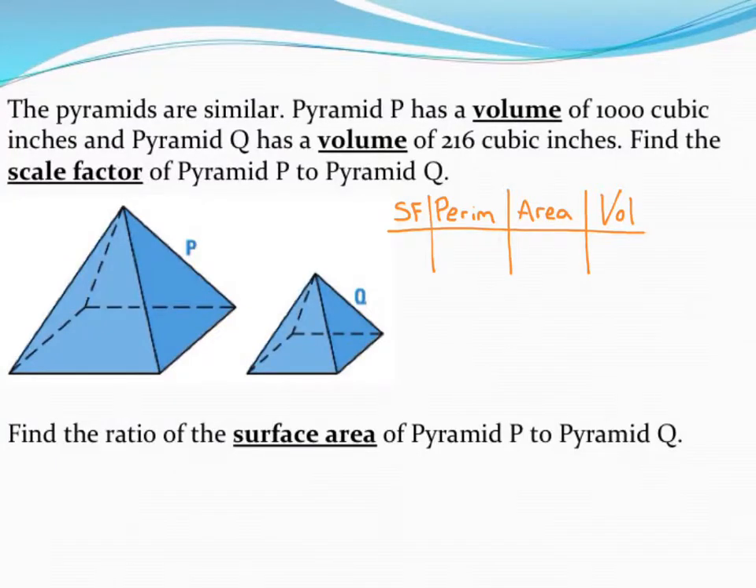In this example, we're given two similar pyramids. I don't need to prove they're similar. The problem tells me that they are. And so what I'm going to do is make a chart to organize the different ratios, as we did if you watched the previous video.